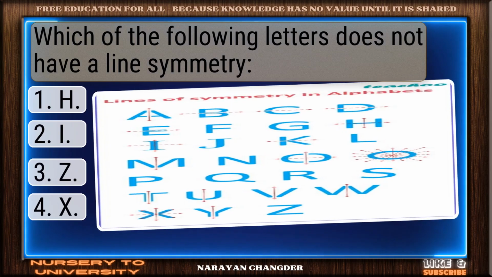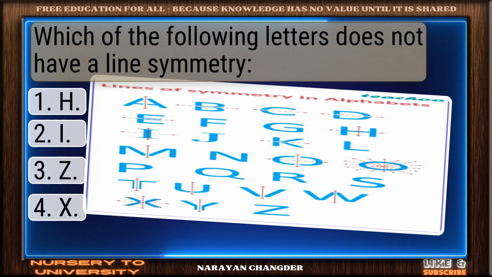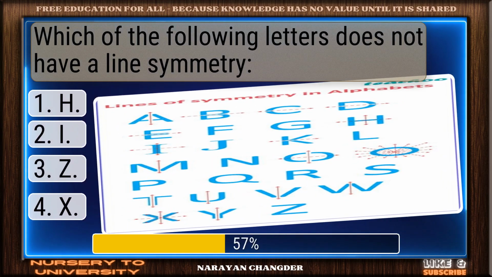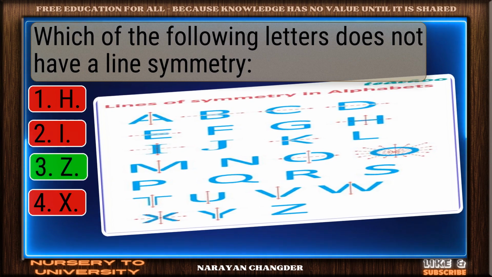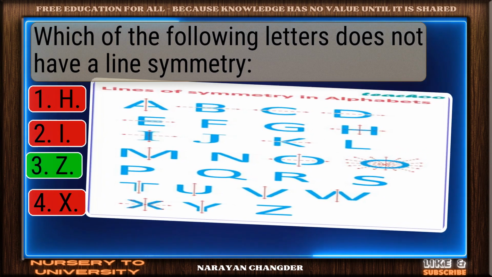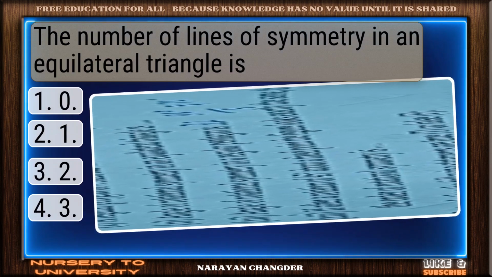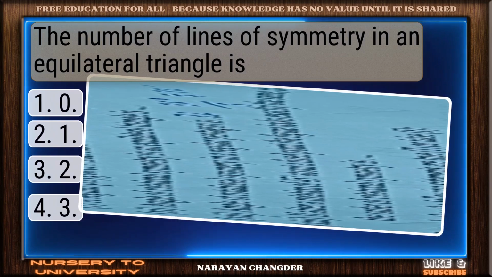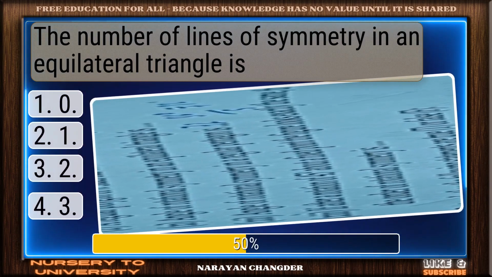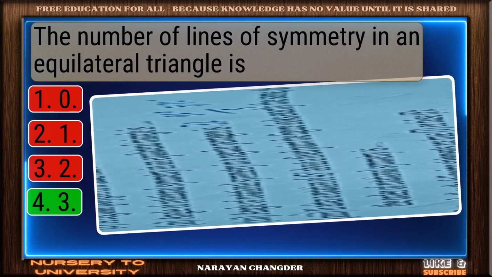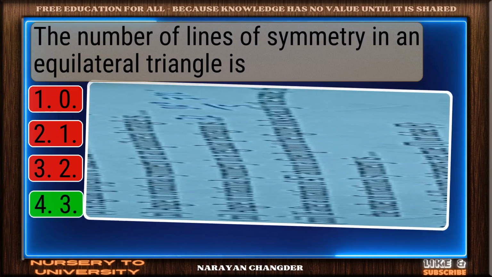Which of the following letters does not have a line symmetry? Smart pick. Z is the correct choice. The number of lines of symmetry in an equilateral triangle is? Correct. 3 is the right answer.